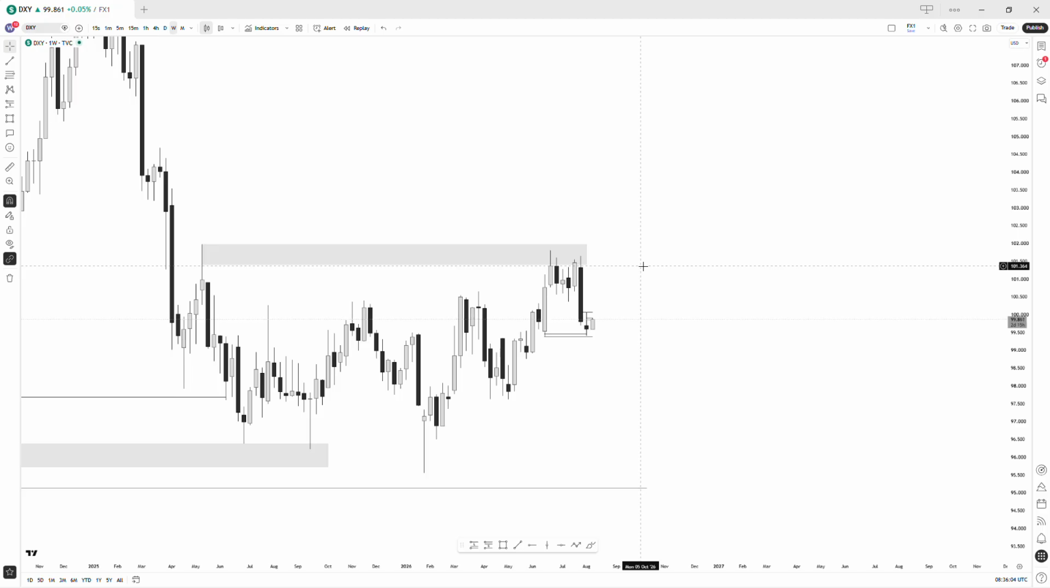Welcome to the daily market outlook. We are about to check the chart and see what the market is offering us today. To start off, we are looking at the DXY.